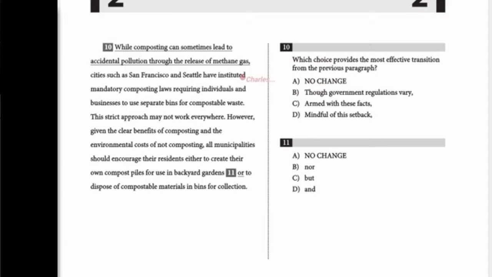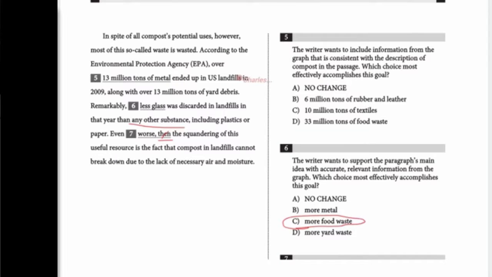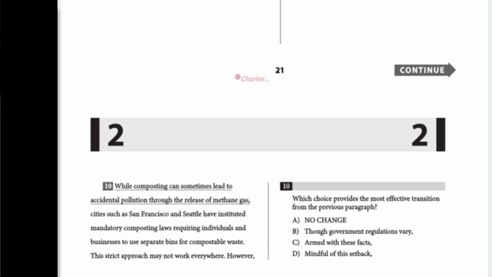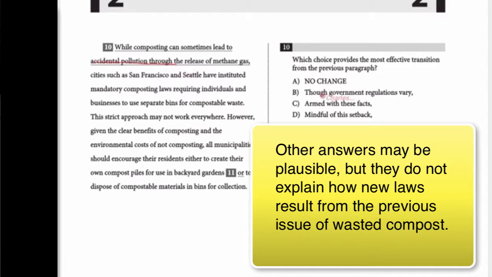Okay, so I need to know what the previous paragraph says and what this paragraph says. So the previous paragraph was essentially compost gets wasted, this useful material. And this paragraph indicates some laws are being passed such that it's not wasted. So why would the laws be passed to not waste it after it's being wasted? It's not because compost leads to pollution. It's not a result of regulations varying.